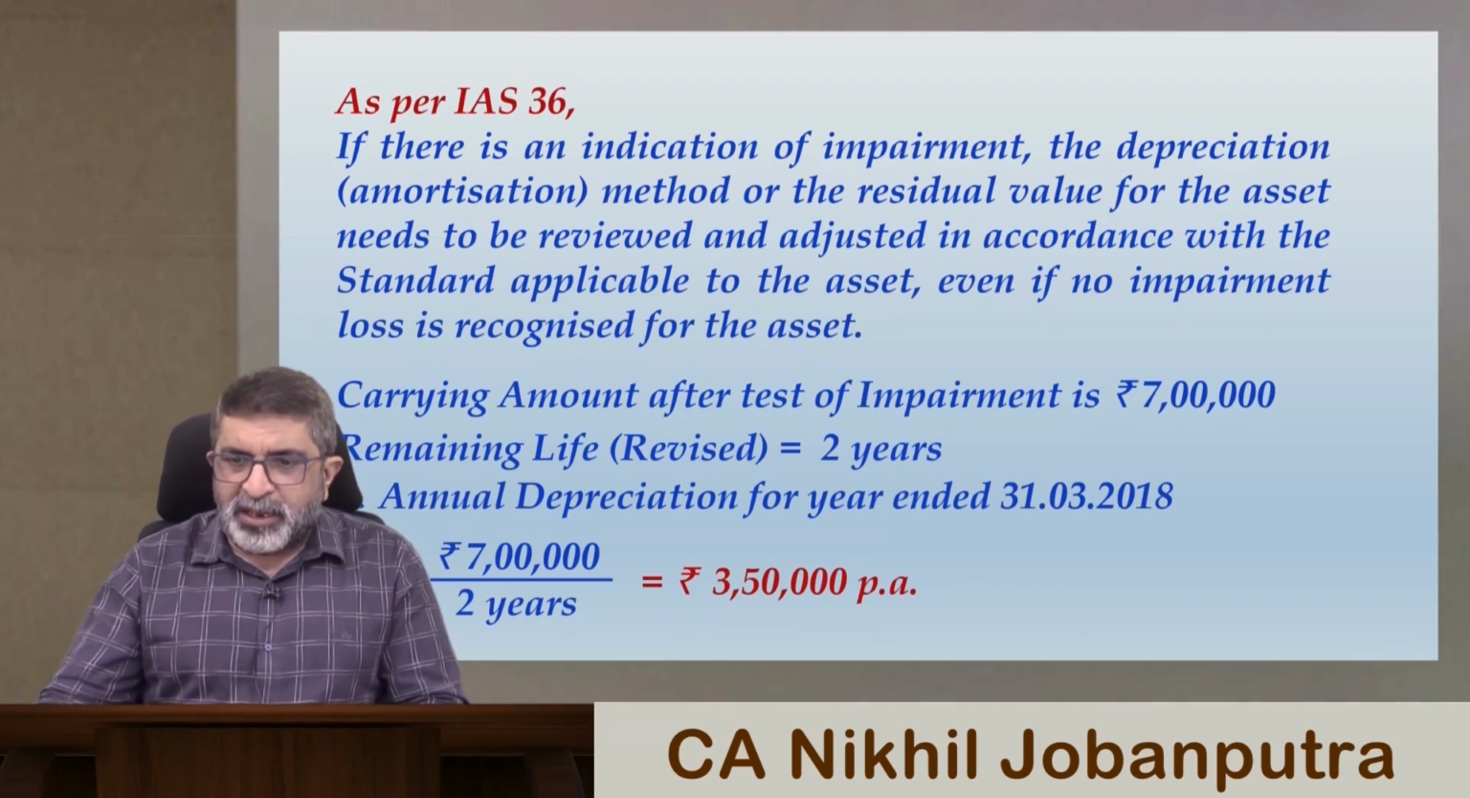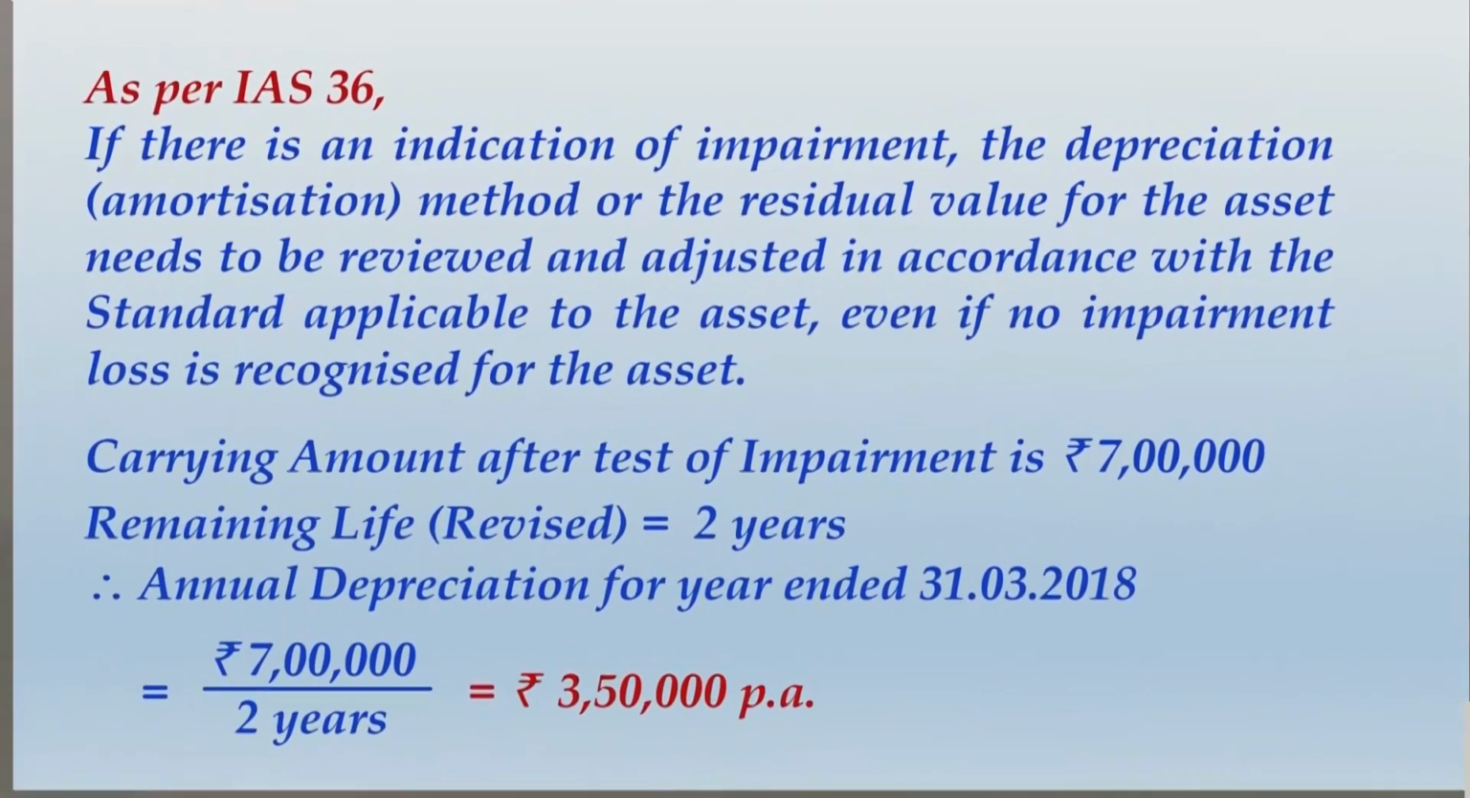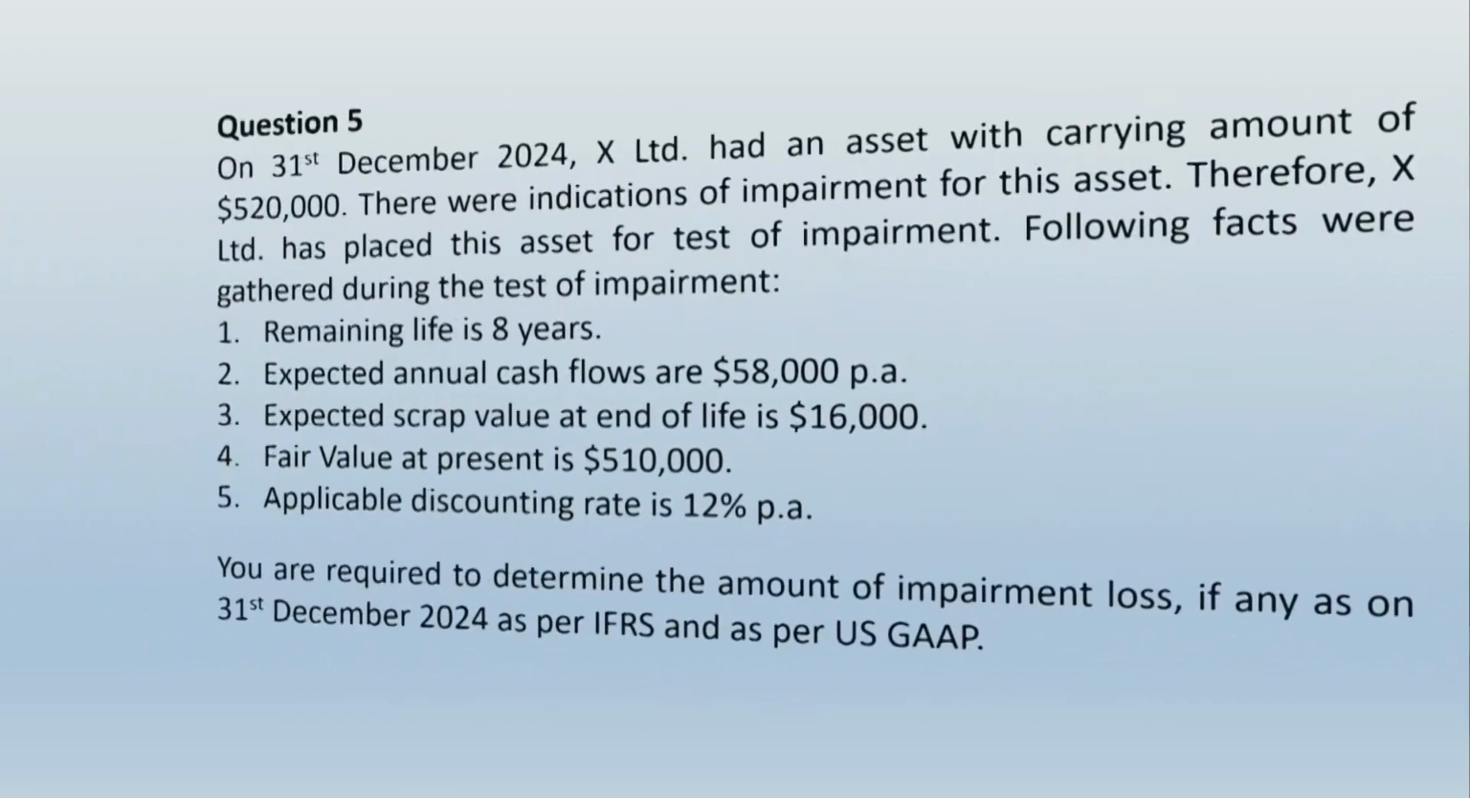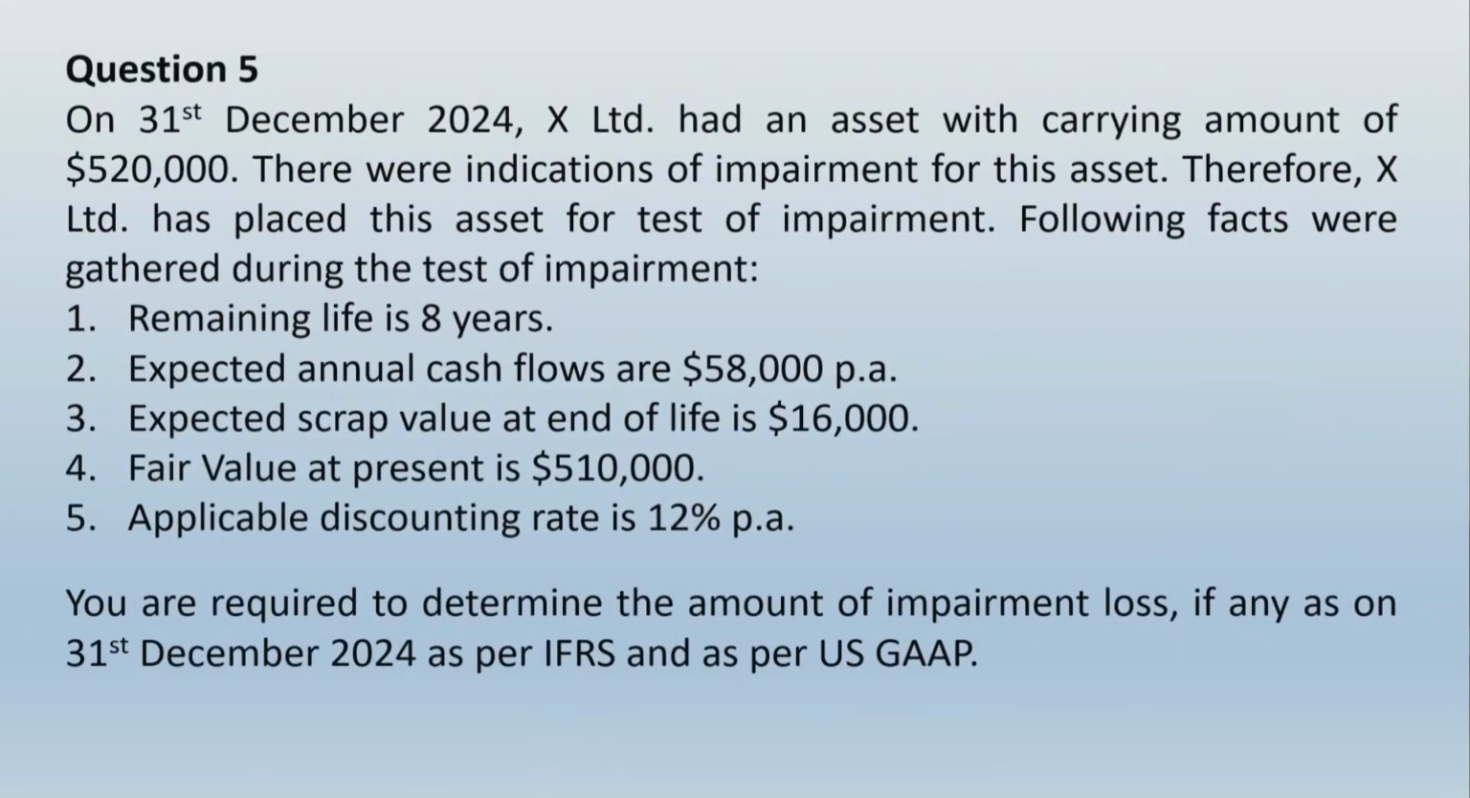So let's begin with that question, and that will be question number 5. I want you to focus on the later lines over here. It says you are required to determine the amount of impairment loss, if any, as on 31st December 2024 as per IFRS and as per US GAAP. So this US GAAP part right now you don't have to attempt, just try out the IFRS part. So let us check your IFRS part of the solution.